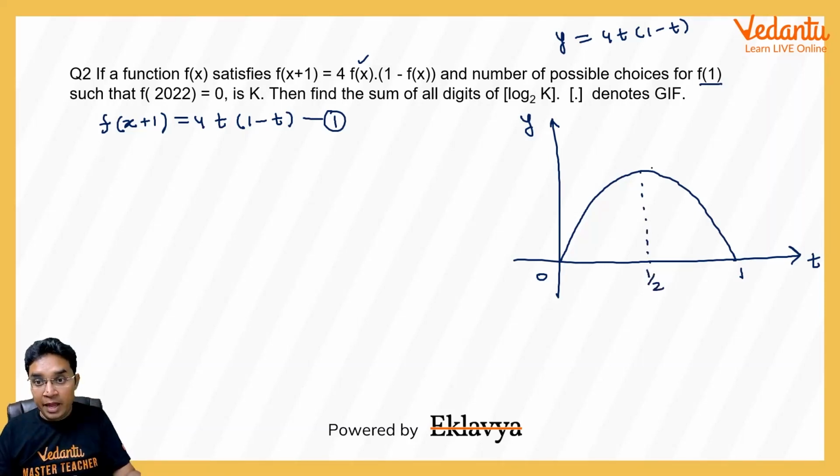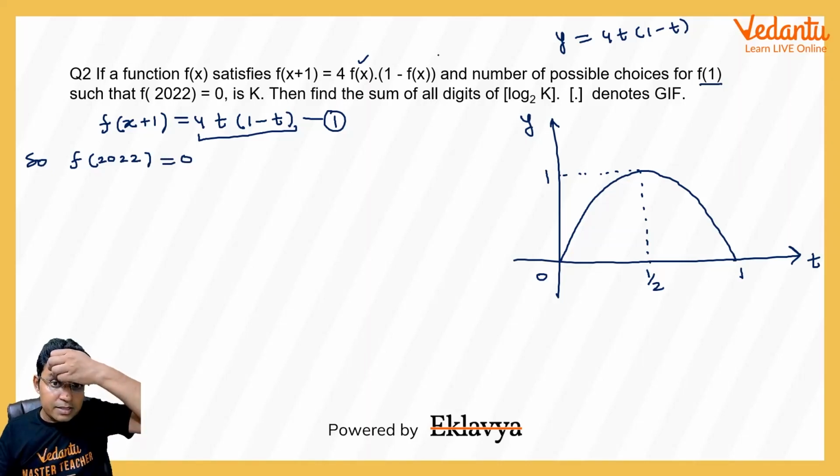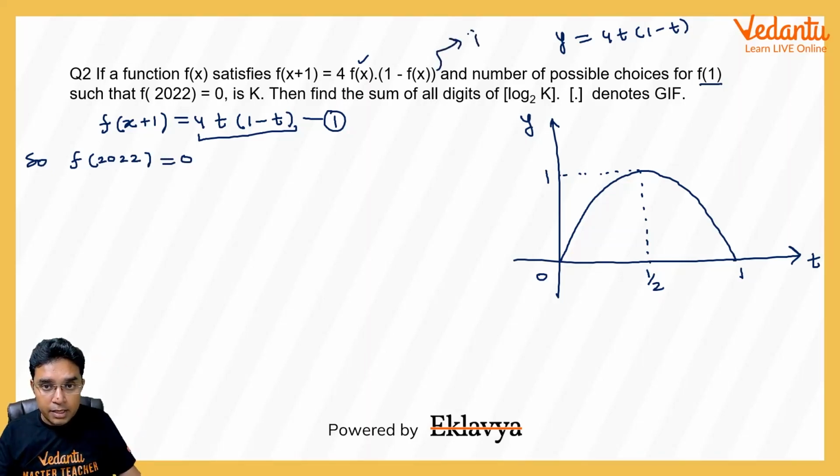And the maximum value at 1 by 2, you can check, will be 1. So this is what we are getting for this expression. Now let us try to do this question. We are given that f of 2022 is equal to 0. So in this given equation, I think this is also 1.